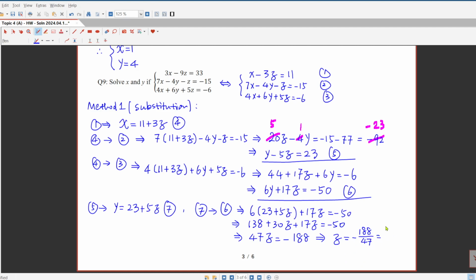Do we have an integer here? We could put a 4, so that's negative 4, right? And let's call this equation number 8. Then you can actually put equation number 8 back into the equation here, number 7. Put 8 into 7 will help us to solve y equals 23 plus 5 times negative 4, which is 3, right? So we have another result for y.